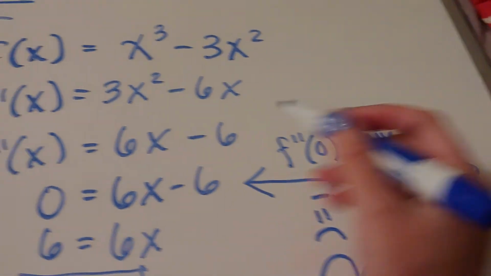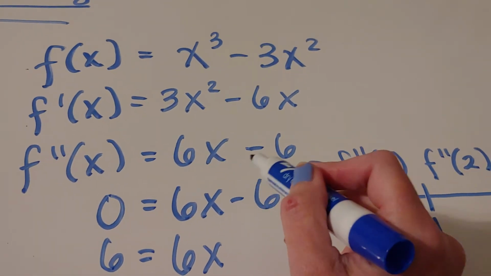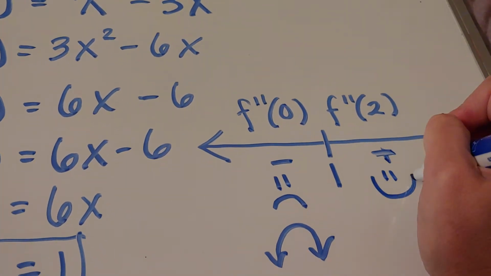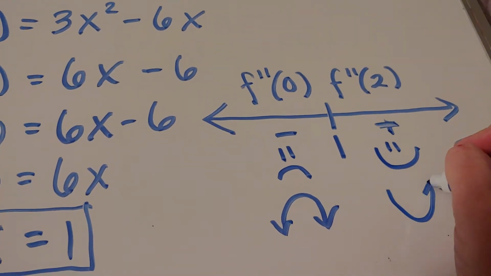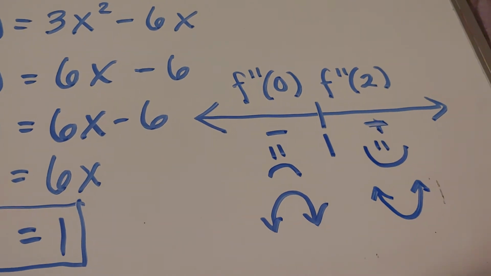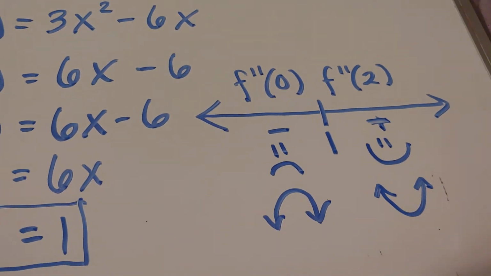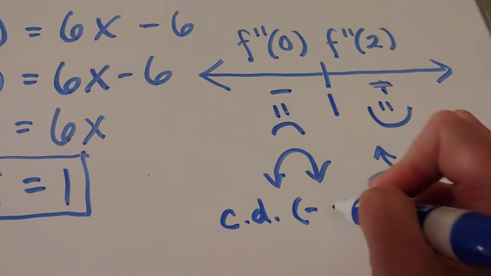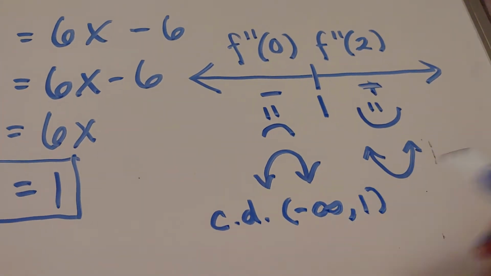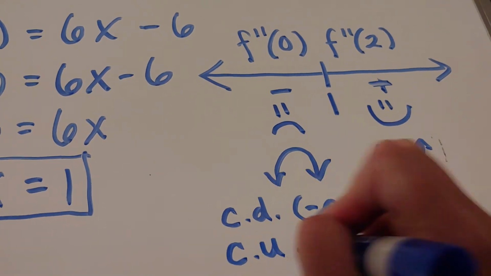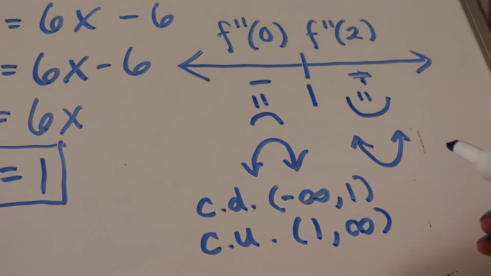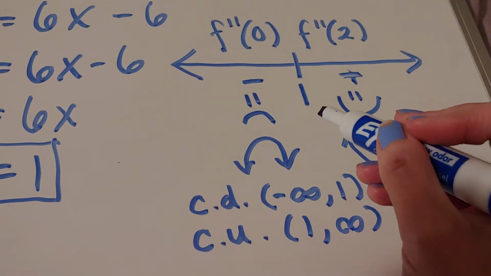When I plug in 2, I get 6 times 2 is 12, 12 minus 6 is 6. It's positive. When you're positive, you're happy, and when I'm happy, I smile and I'm concave up. So what we have here is the following. We are concave down from negative infinity to 1. We are concave up from 1 to infinity. And my inflection point is when x is 1.